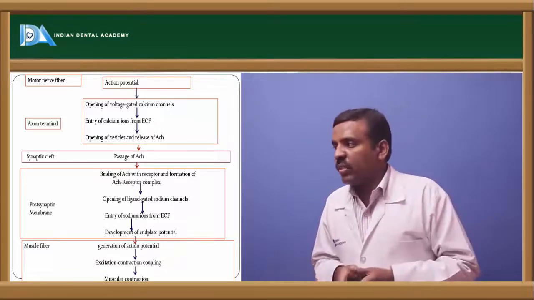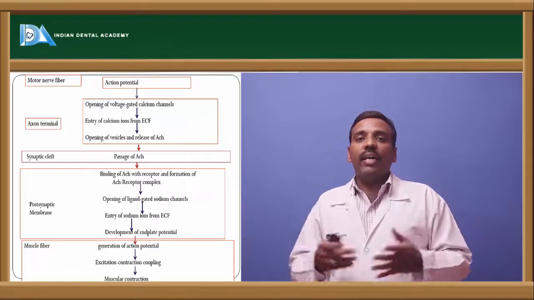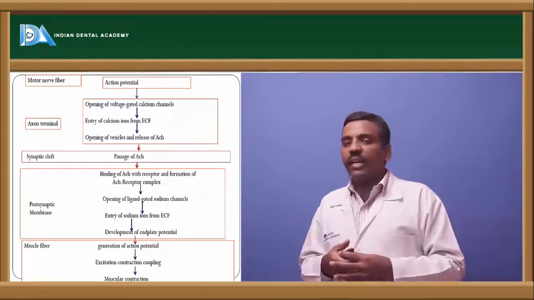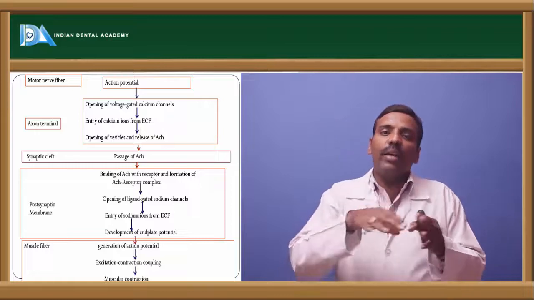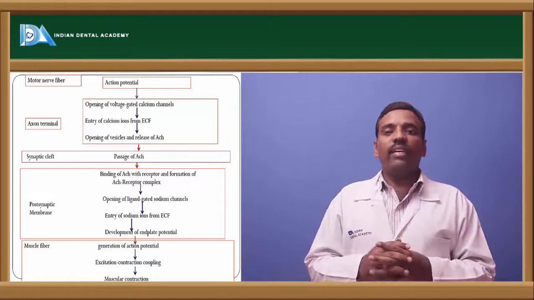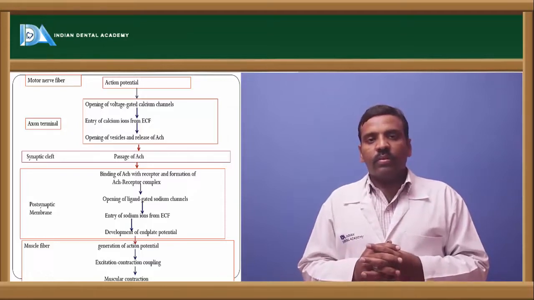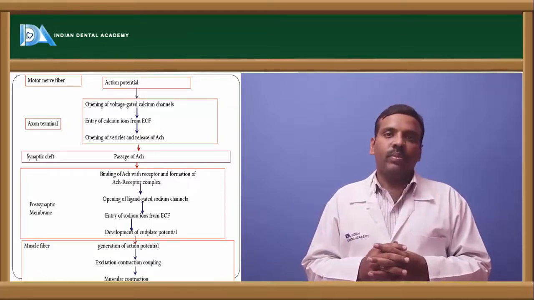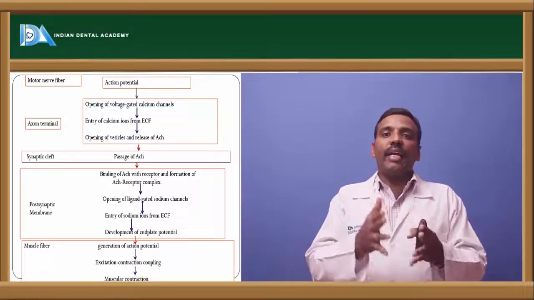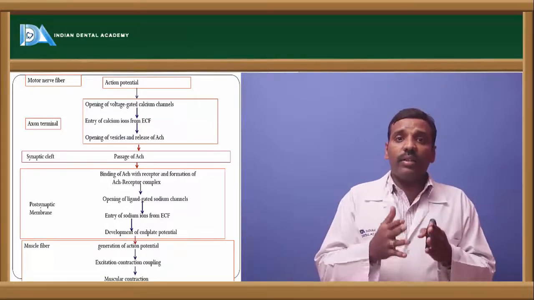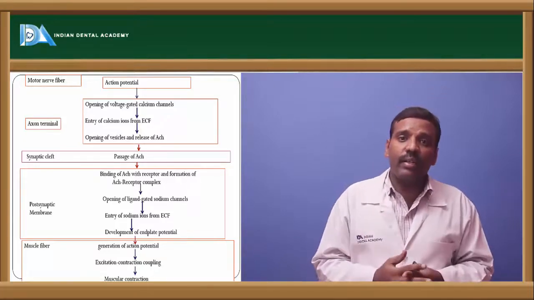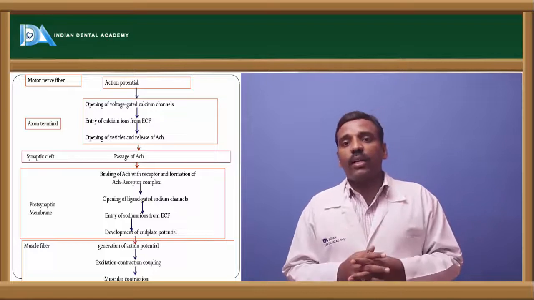After this, the ligand gated sodium channels open, and sodium immediately enters through that channel. Next is the development of the end plate potential. Finally there is development of the end plate potential, the level required for contractility, which is what we call the end plate potential.